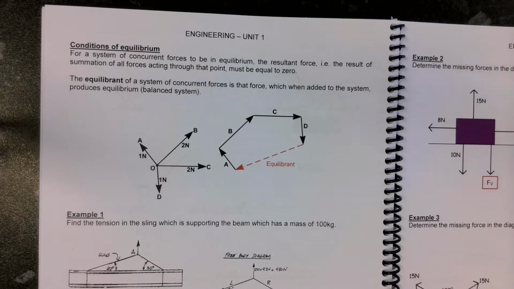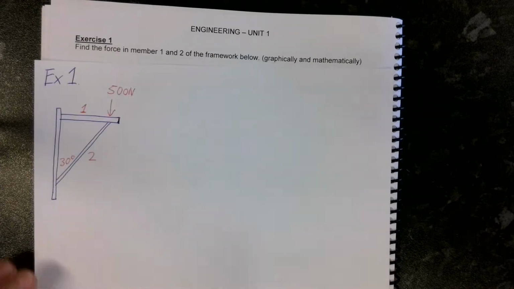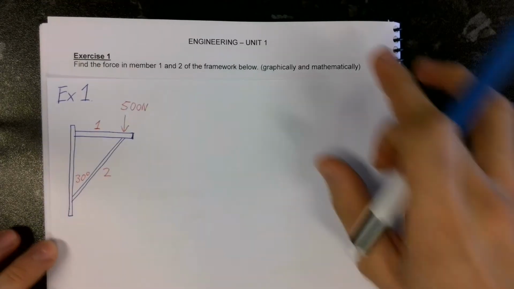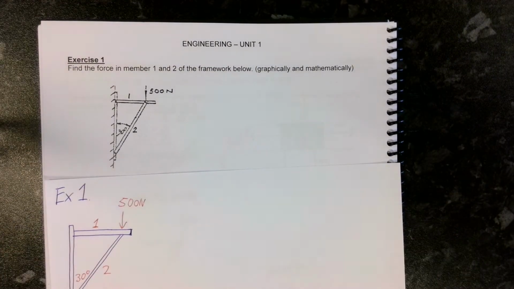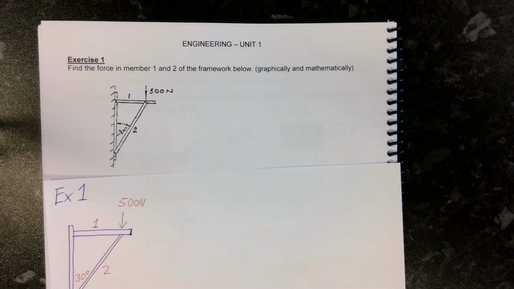So let's have a look at exercise 1 and we'll have a little go. So right now I'm on page 62 for this. This is exercise 1. It looks like this. Okay. It says find the force in member 1 and 2 of the framework below, graphically and mathematically. Now for this video, I'm only going to show you mathematically. You have to watch the next one for graphically.